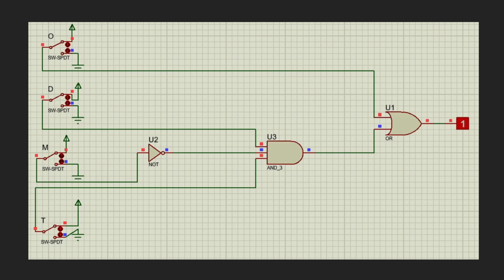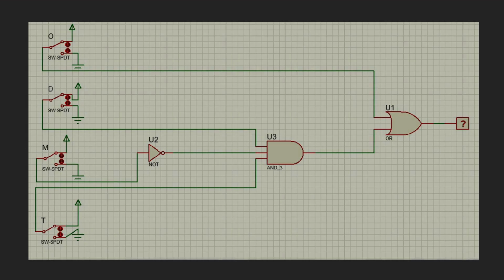This means the indicator will light up if O is on, or if D and T are on while M is off. In short, the circuit lights the output when O is active or when D and T are active together while M is inactive. This shows how combining NOT, AND, and OR gates can create a specific control logic.